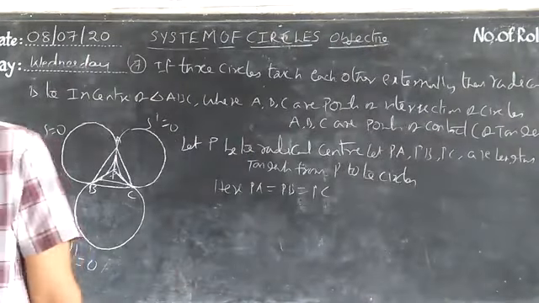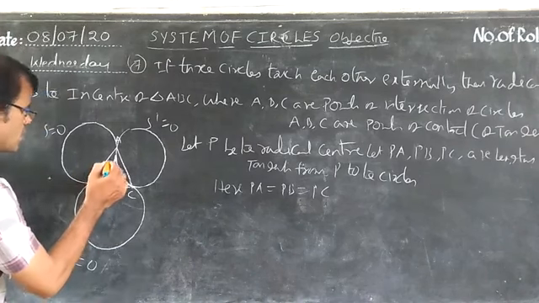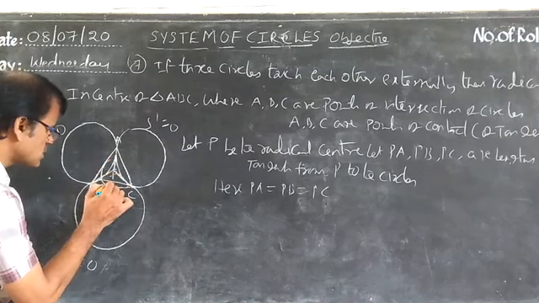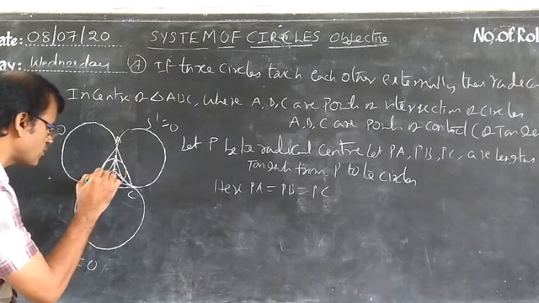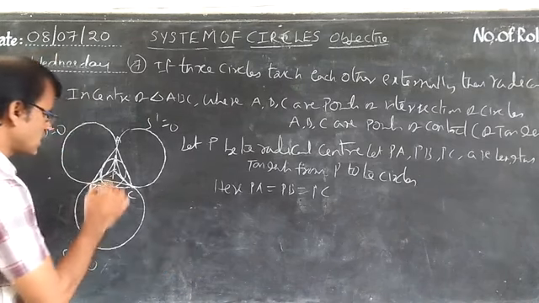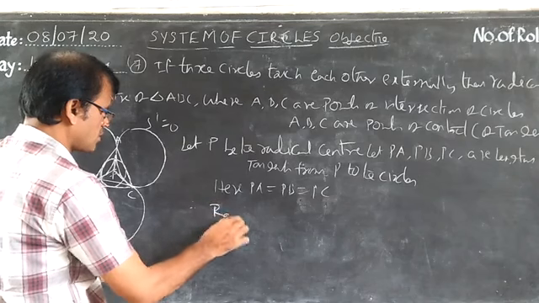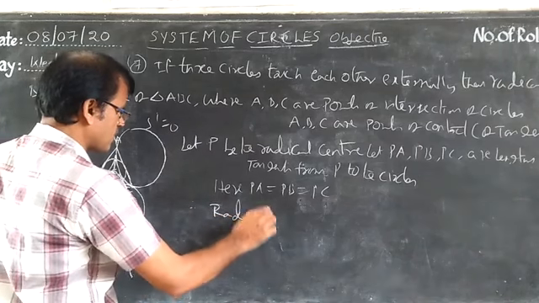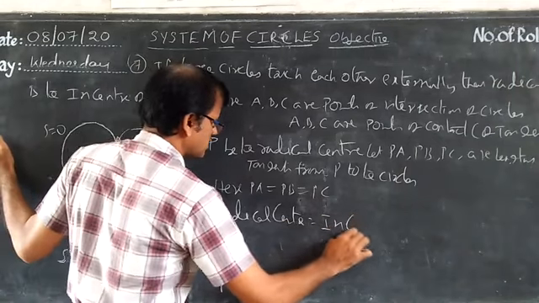Whenever PA equals PB equals PC, we can say the radii are equal. Where the radii are equal, it is a circle. What is the circle touching all three sides of the triangle from inside? It is called the incircle. Therefore, the center is nothing but the incenter. Therefore, you can write radical center is equal to incenter.